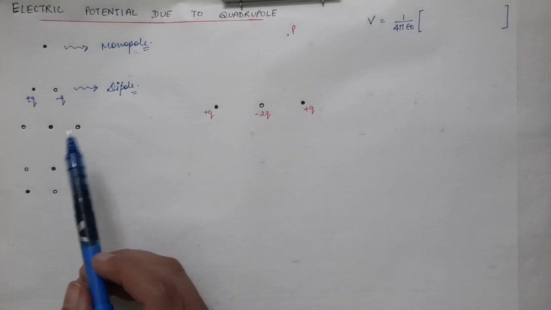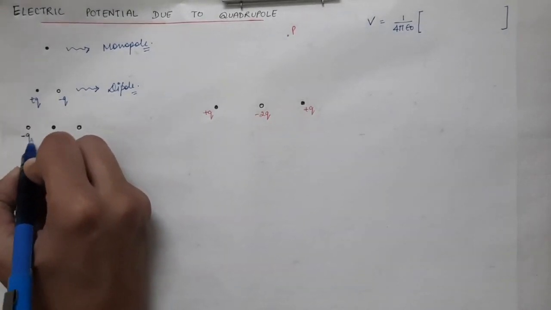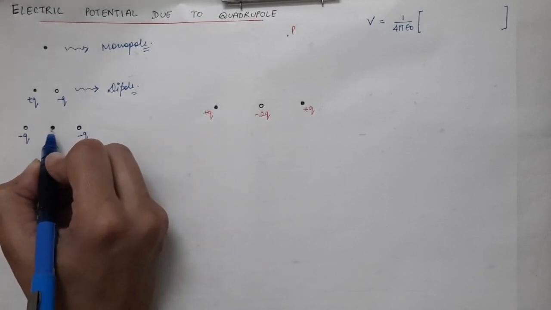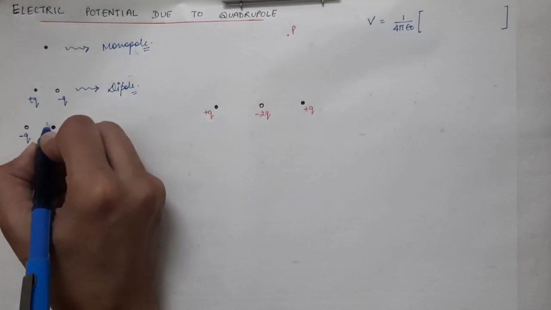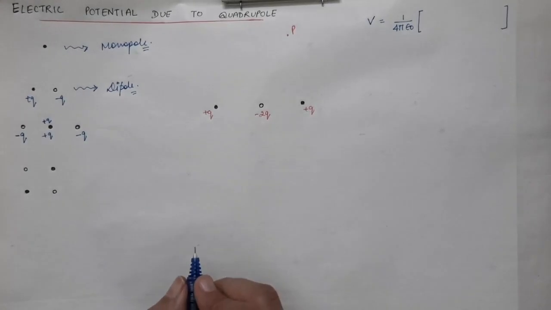And if we have four charges, now here we have a minus q charge, here we have a minus q charge, but at the center, that is in between these two negative charges, I have 2 plus q charges which are superimposing on each other.